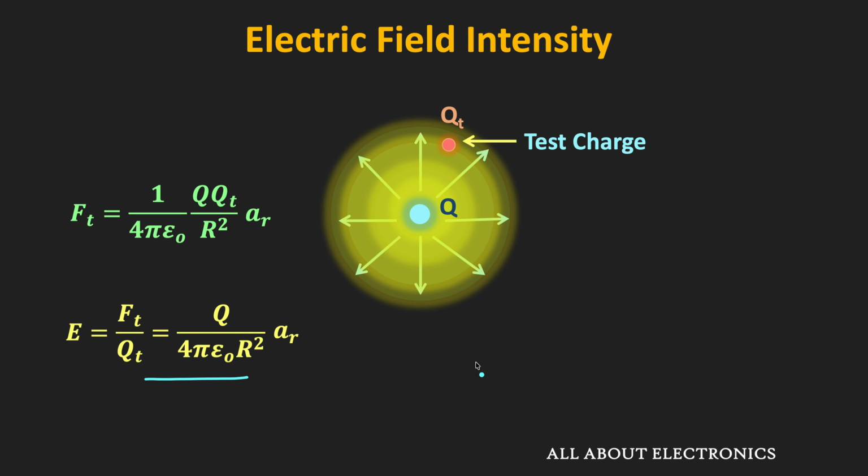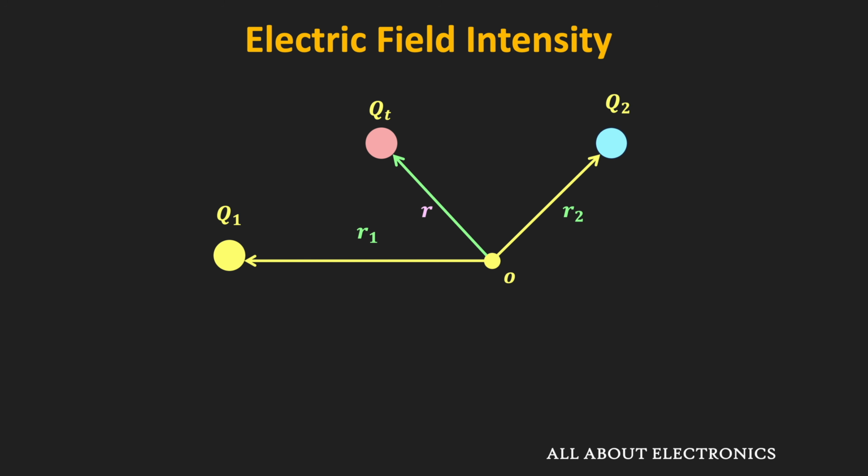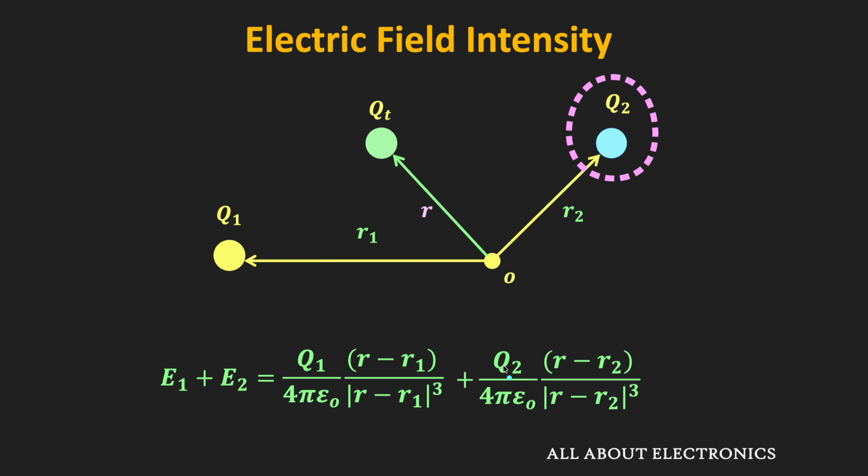And this electric field intensity can also be expressed when we have more than two charges. So for example, if we have three charges, that is q1, q2 and the test charge qt, then the total electric field intensity at the location of this test charge qt can be found using the superposition principle. That means the total electric field intensity at the location of this charge qt is equal to the electric field intensity due to the charge q1 plus the electric field intensity due to the charge q2.